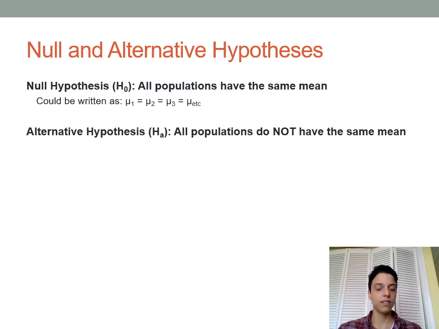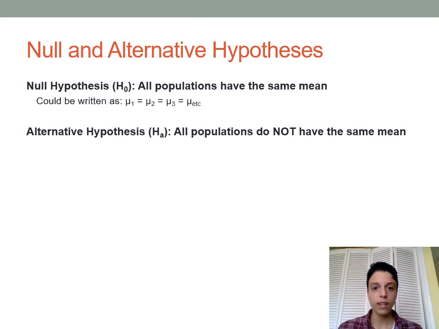So your means for all the different populations you're looking at are not all exactly the same as each other. So in other words, they're different. So an alternative hypothesis in that example would be that Black, White, and Asian people don't all have the same views about the death penalty.